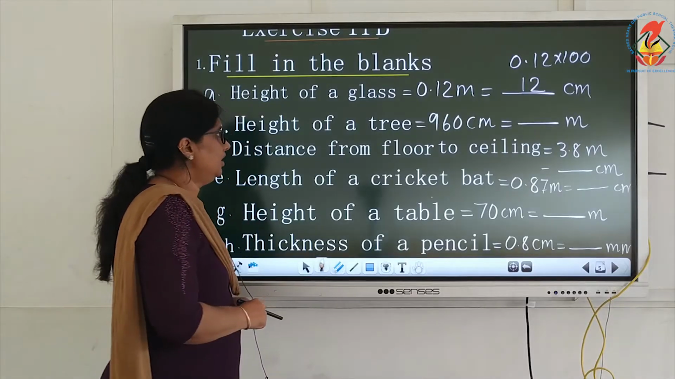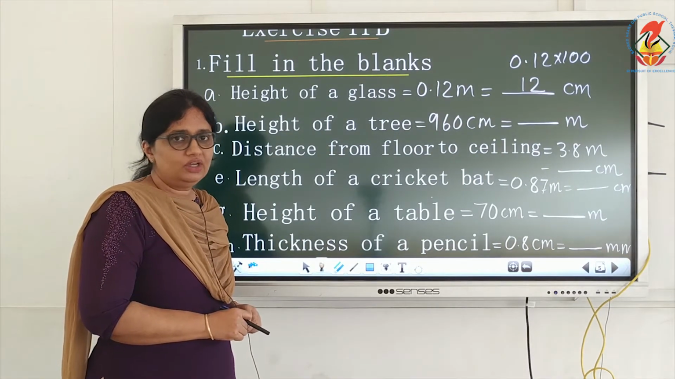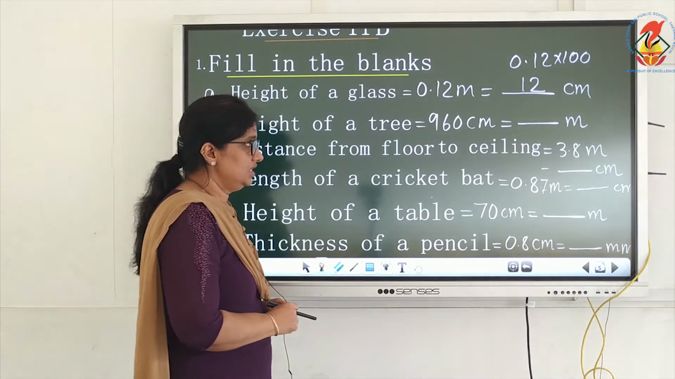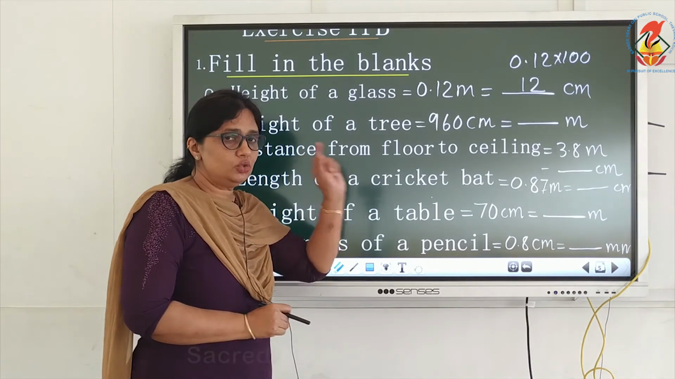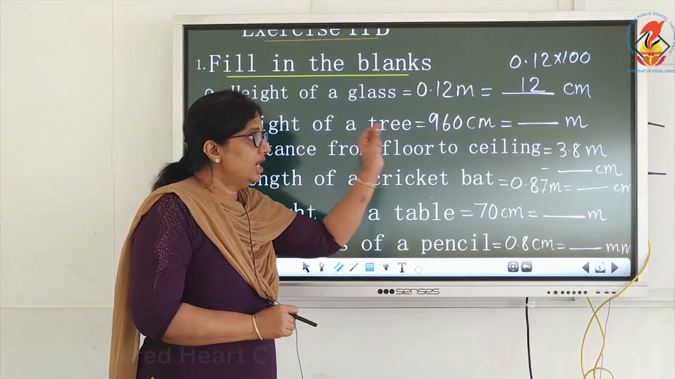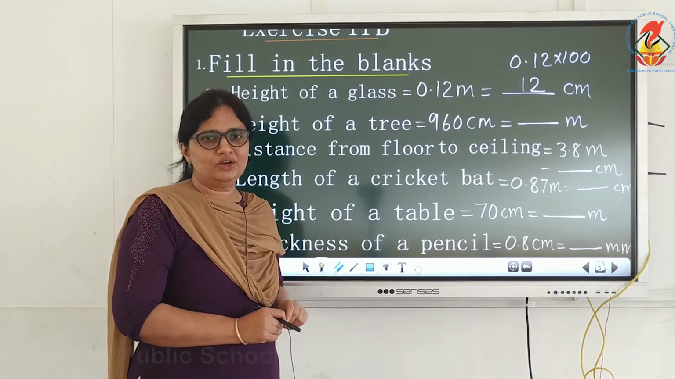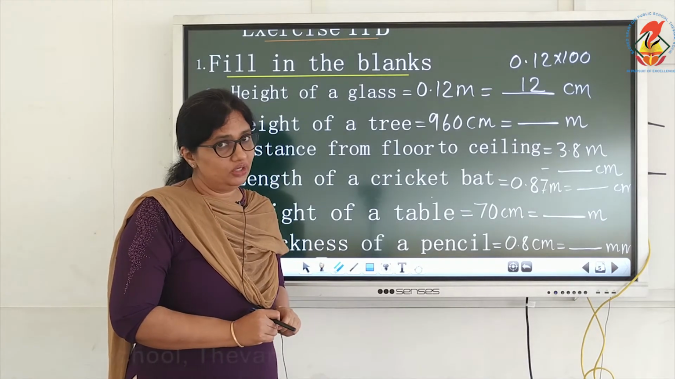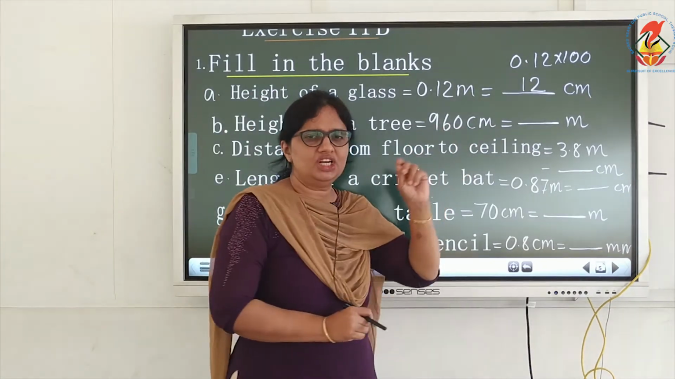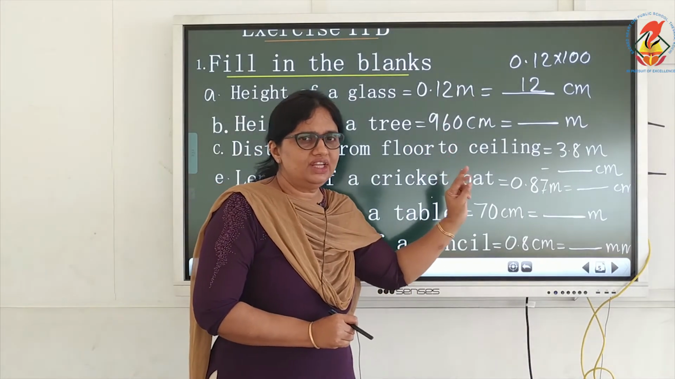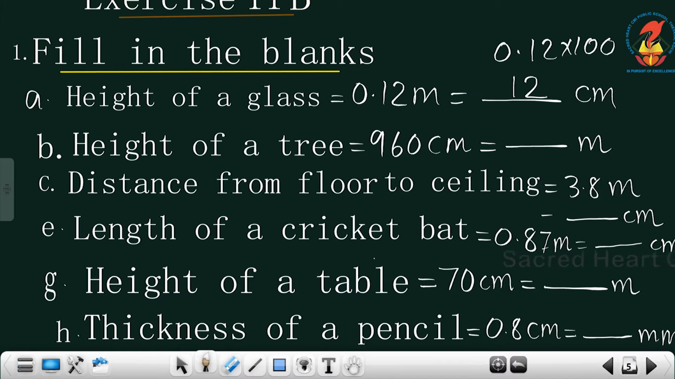And the next one, height of a tree, 960 centimeter. We need to convert into meter only. Here centimeter to meter, centimeter is the smaller one and meter is the bigger one. We need to change smaller to bigger unit only. So we need to use multiplication or division here? Division only. And what's the relation? 1 meter equals 100 centimeter. So I need to divide by which number? 100 only. So 960 divided by 100, what will happen there?